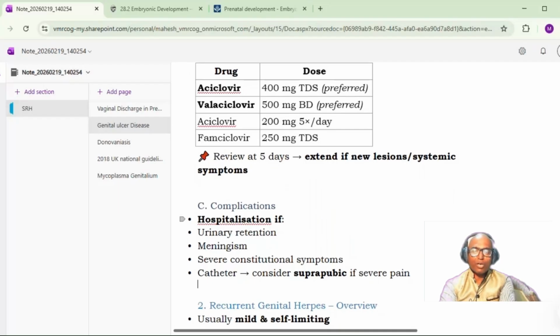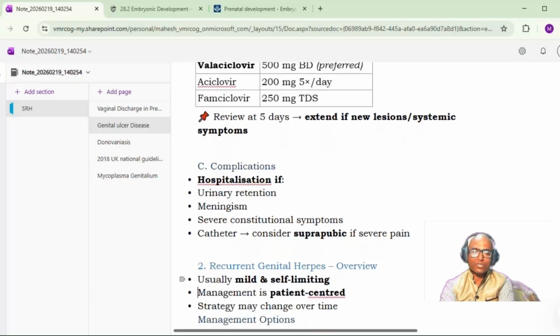So you will hospitalize if there is urinary retention, meningism, or severe constitutional symptoms, and you will catheterize, or you may consider suprapubic catheterization if there is severe pain. Either catheterization or suprapubic if it is severe pain.